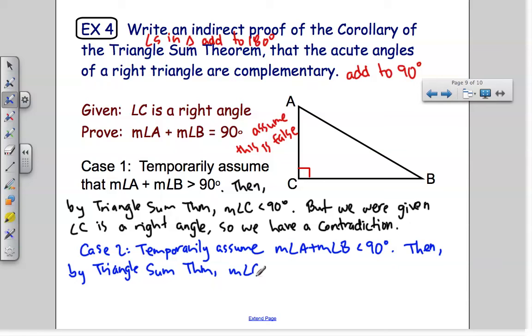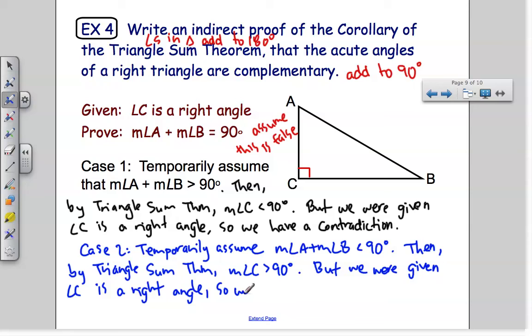Then, by the triangle sum theorem, what do you know about the measure of angle C? If A plus B is less than 90, angle C has to be more than 90 in order to add to 180 by the triangle sum theorem. But again, this contradicts the fact that we were given angle C as a right angle. Well, it can't be greater than 90 because then it's not a right angle. So once again, we have a contradiction.